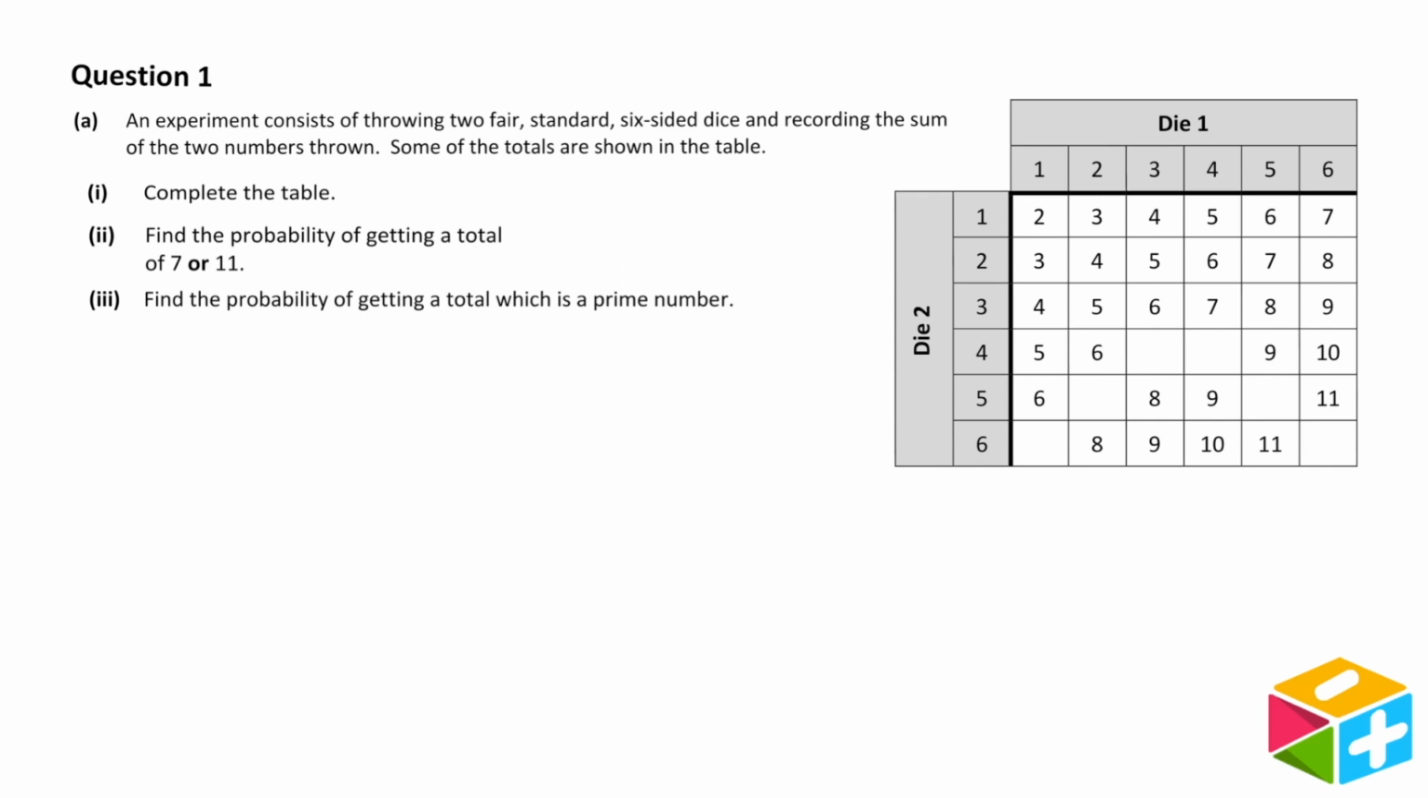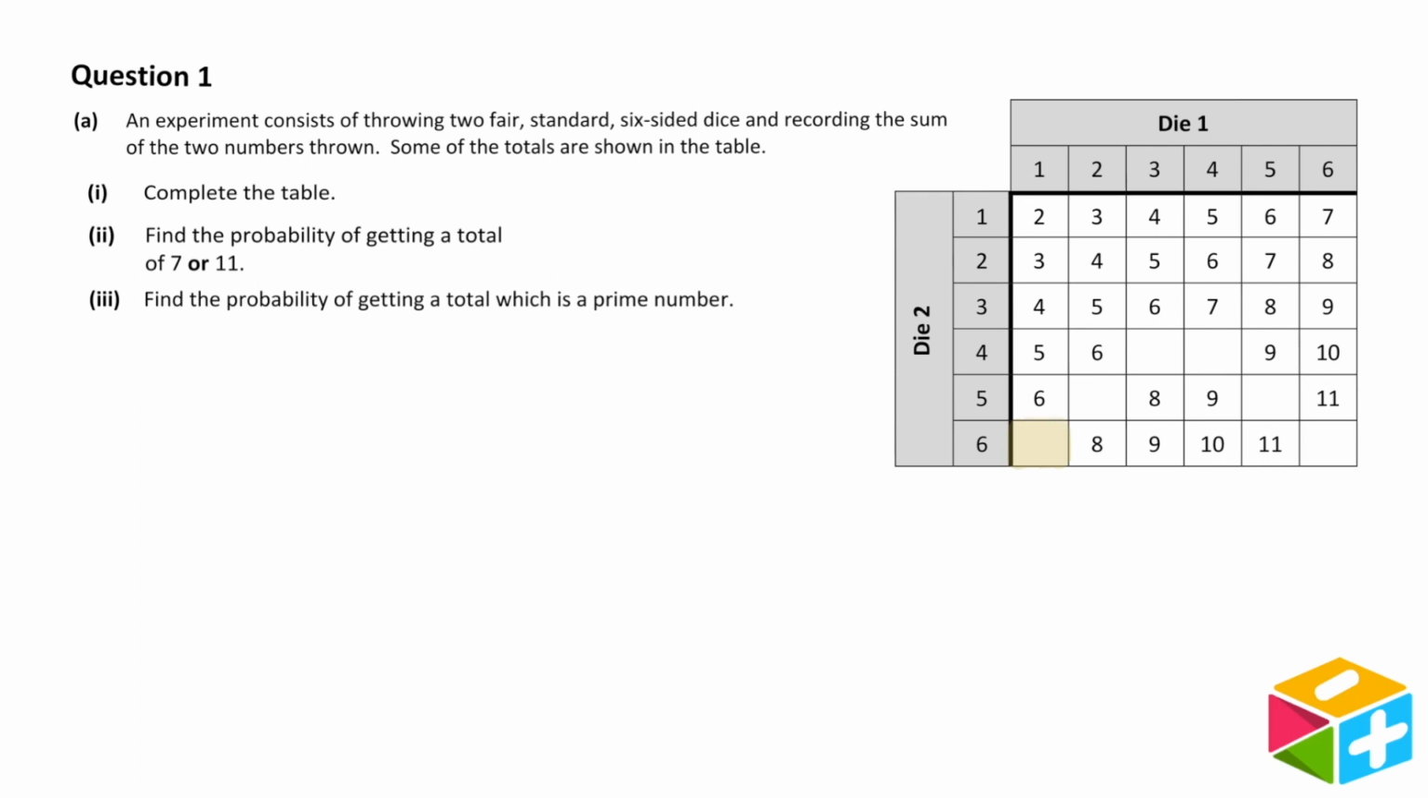The entries in our table contain the sum of the two dice. For example, in this square, die 1 was a 5 and die 2 was a 3, so the box contains 5 plus 3, which is 8. To complete our table, we can fill in the blanks by adding together the numbers on the two dice.